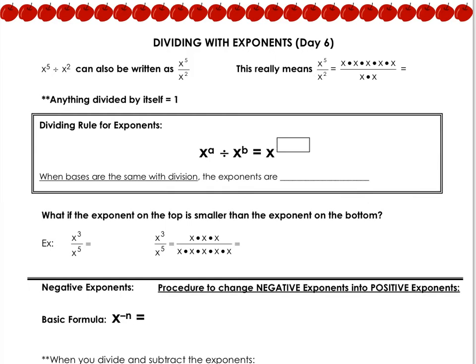Welcome to video 6, dividing with exponents. So we have this question on the first one, x to the fifth divided by x squared. This can also be written as a fraction, so remember that division is a fraction. So x to the fifth divided by x squared.